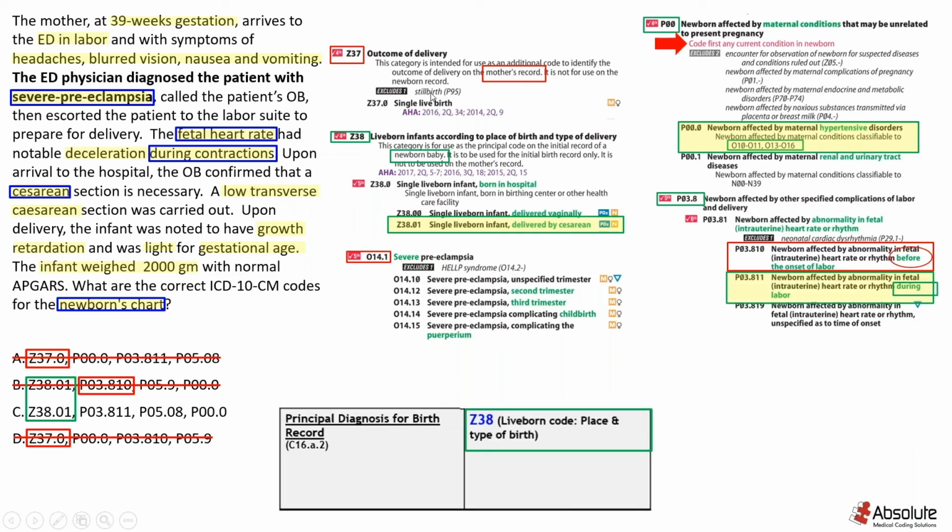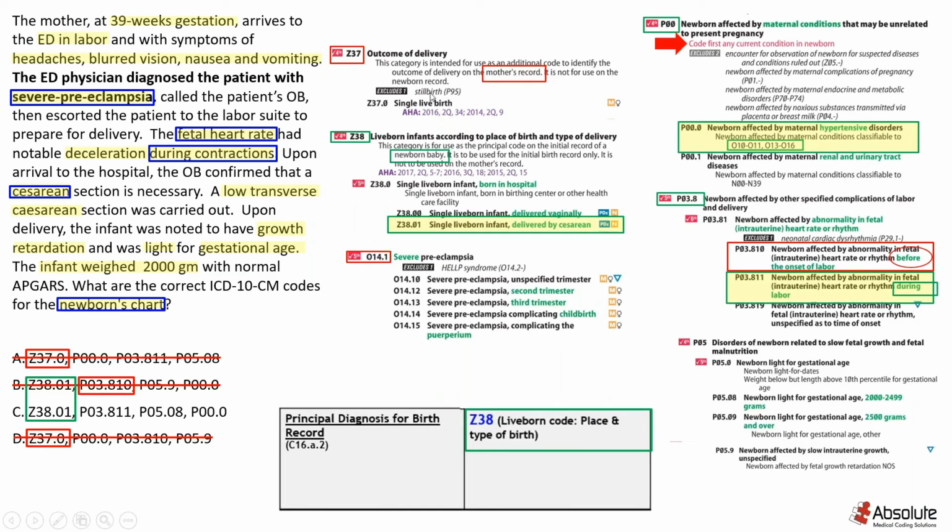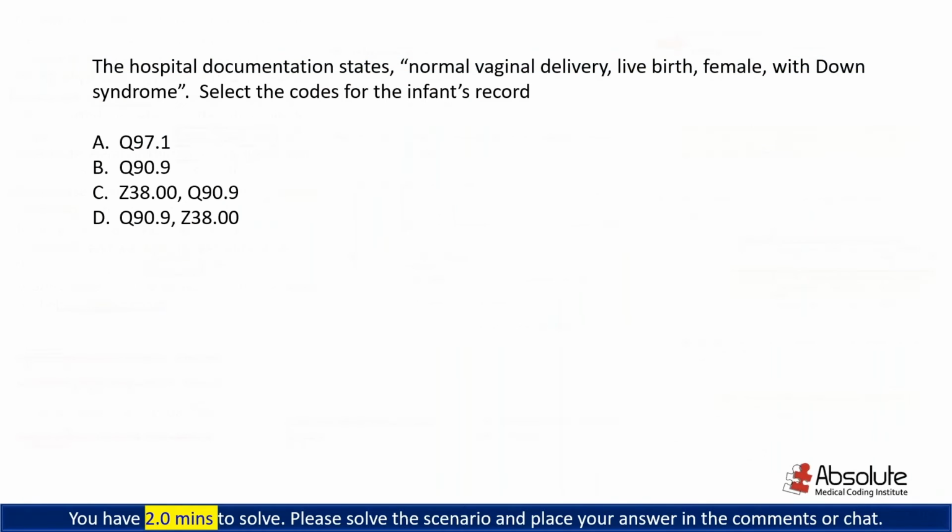So let's also look at what P05.08 is coding for. That is coding for a newborn, right, for gestational age, 2000 to 2499 grams, and our baby weight was 2000 grams. So that is also a great code selection. And the correct answer is going to be Z38.01, P03.811, P05.08, and P00.0. And that is our answer.